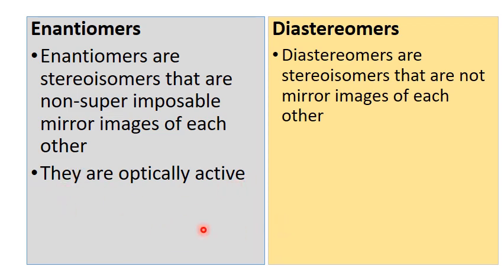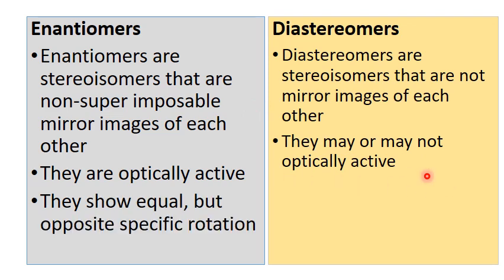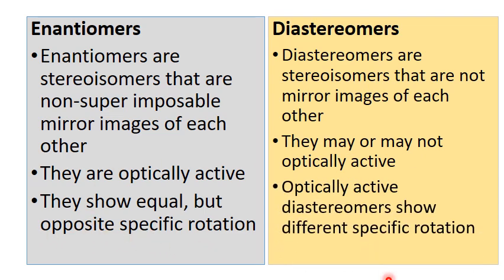They are optically active. They may or may not be optically active. They show equal but opposite specific rotation. Optically active diastereomers show different specific rotation. Here they may be different but in the opposite direction. Here they show different specific rotation. The value itself will be different. They may not be the same and opposite like enantiomers.